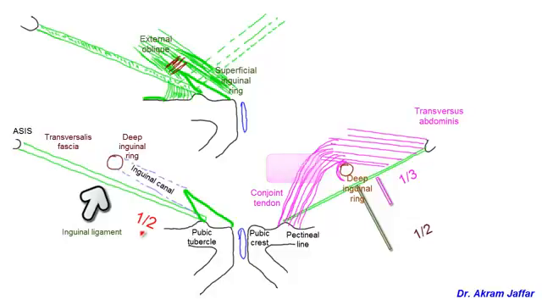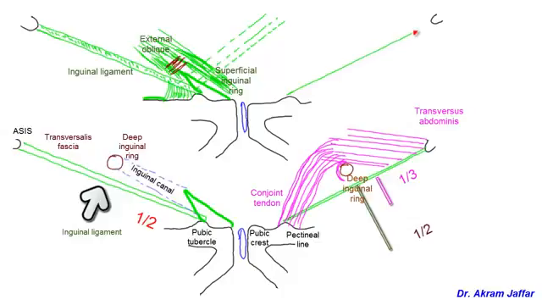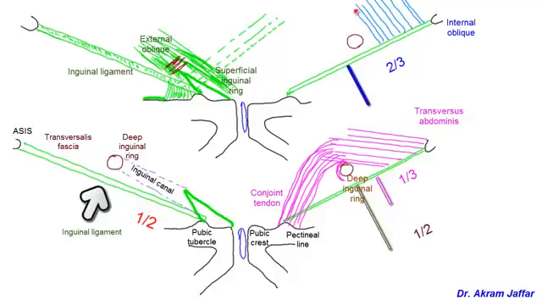Now let's deal with the other layer that contributes to the formation of the inguinal canal, and that is the layer that is formed by the internal oblique muscle. Again, I'm going to draw the inguinal ligament. This is the inguinal ligament extending from the pubic tubercle to the anterior superior iliac spine. Apart from transversus abdominis muscle, the inguinal ligament provides attachment for another muscle, which is the internal oblique muscle. These are the internal oblique muscle fibers. They arise from the lateral 2/3 of the inguinal ligament.